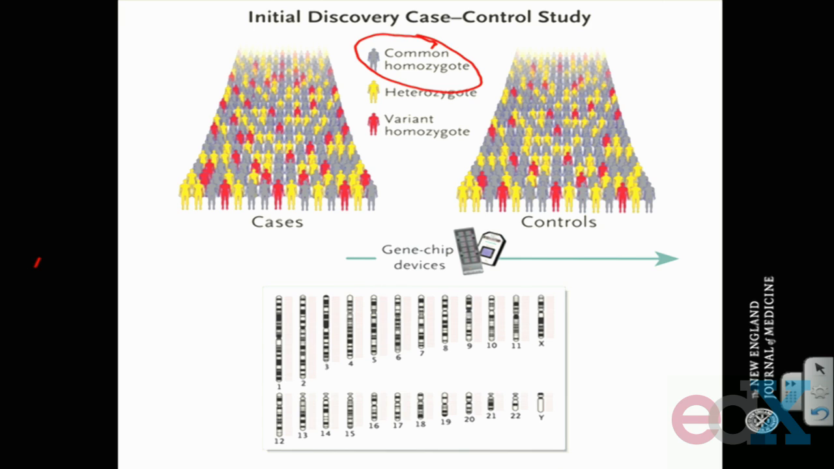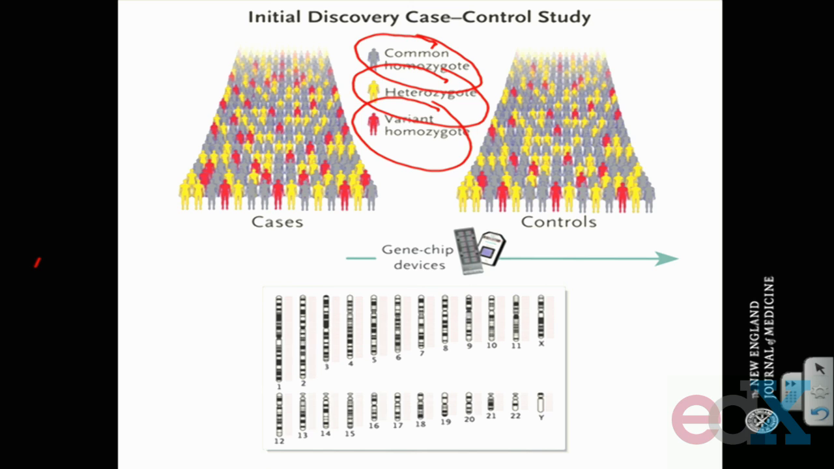Alternatively, we could be a variant homozygote, and so that means that we've inherited the less common variant, but we've inherited it on both of the copies, one from mother, one from father. Or we can be heterozygote, which means that we have one of each. We have the common variant, we have the less common or rare variant at each point in the genome.